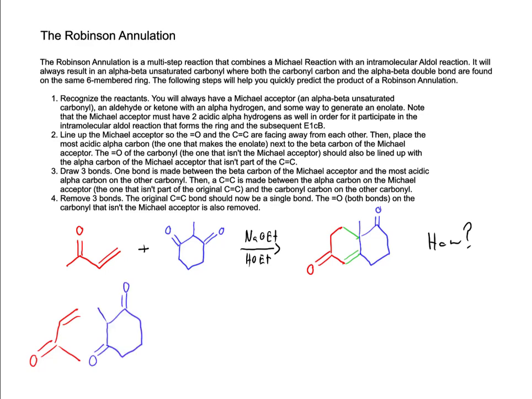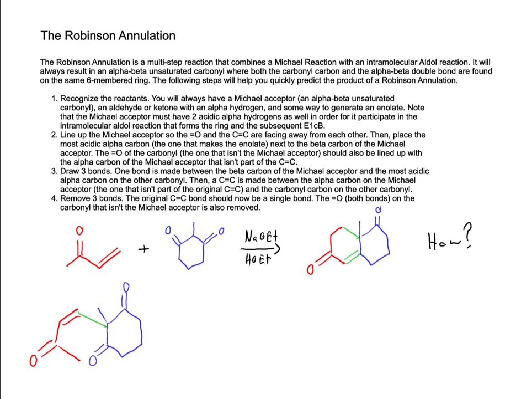So here you can see that the most acidic alpha carbon is the shared alpha carbon between those 2 carbonyls. So right here, that is placed next to this position, the beta carbon on the Michael acceptor. After this, we're going to draw 3 bonds. One bond is made between the beta carbon of the Michael acceptor and the most acidic alpha carbon on the other carbonyl. That's why we lined those up. So we're going to draw a bond right here.